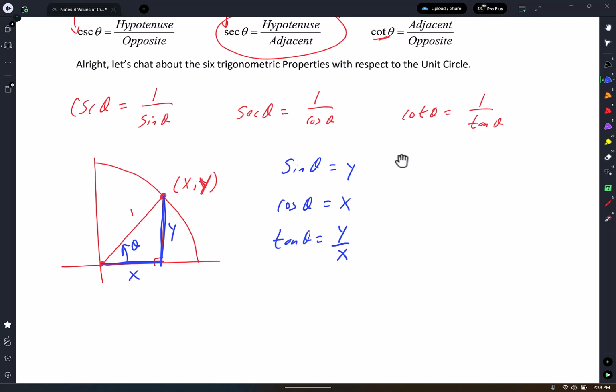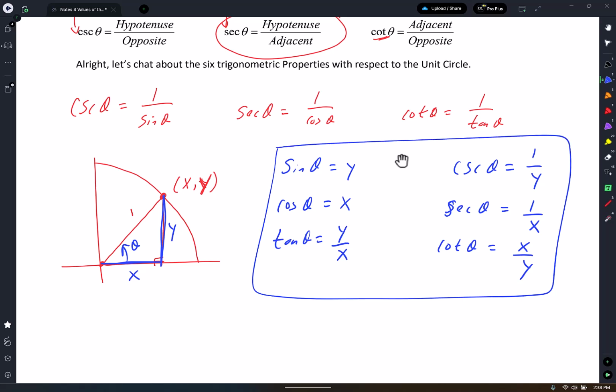The reciprocal of sine is cosecant, so cosecant of that angle is just 1 over y, a reciprocal. Secant of that specific angle is going to be 1 over x. And cotangent of this angle is going to be x over y. And there it is, guys. Of course, this is assuming you have a unit circle. If you have a right triangle with a different hypotenuse, a different radius, you'd adjust accordingly. Cool? All right, here we go.